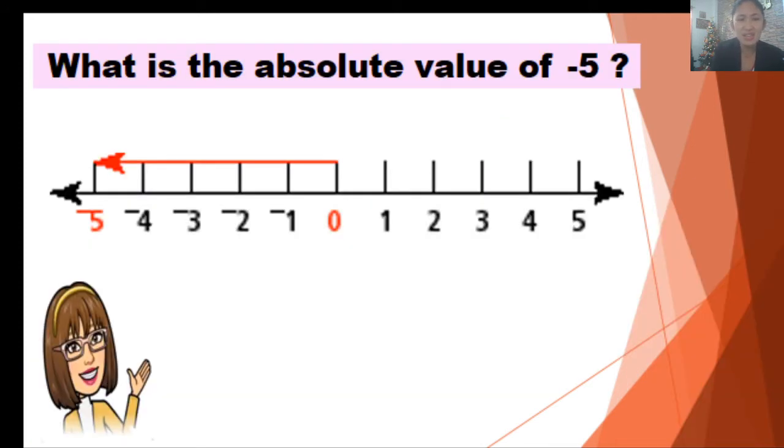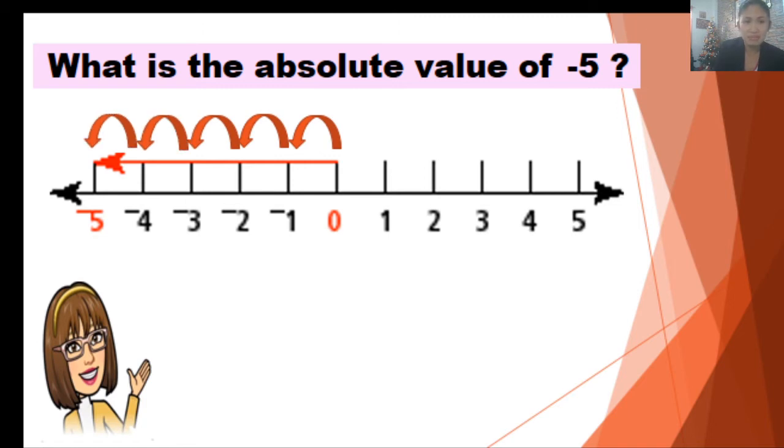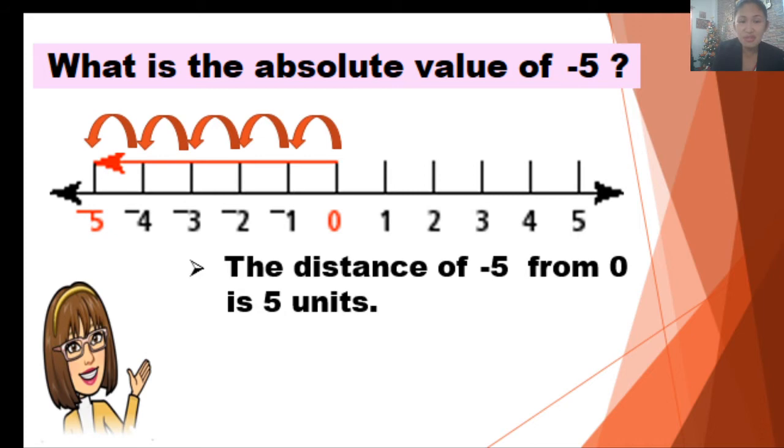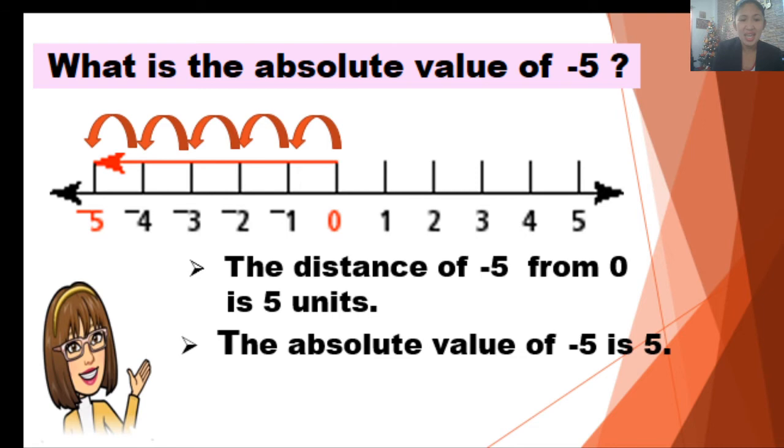Okay, let's have another. What is the absolute value of negative 5? Let's find the distance from 0 to negative 5. 1, 2, 3, 4, 5. So the distance of negative 5 from 0 is 5 units. It means that the absolute value of negative 5 is 5, and we can write it that way: the absolute value of negative 5 is 5. So easy, isn't it?